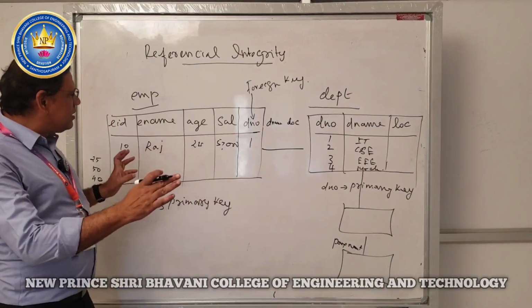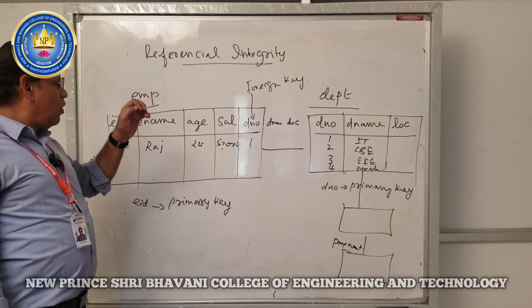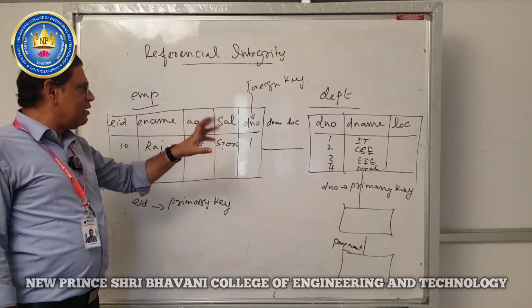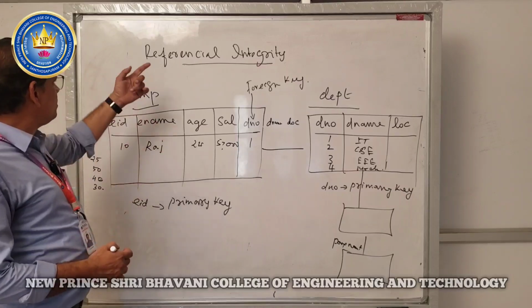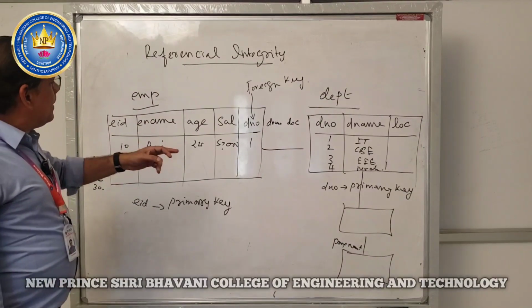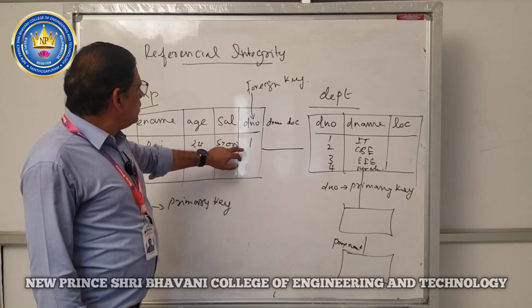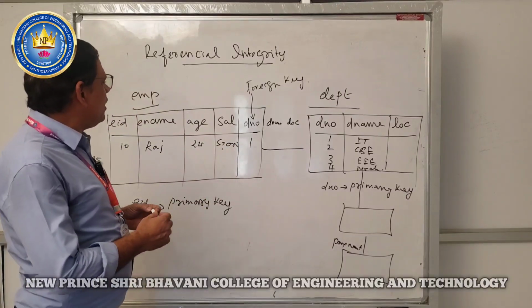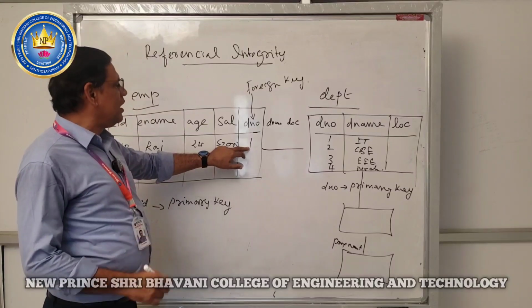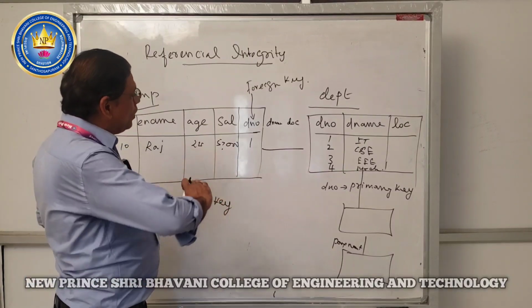Whatever the relationship is, we have to strictly follow the primary key and foreign key concept. That is the concept of referential integrity. Here, it is not necessary for this field to be the foreign key. We can exchange that.